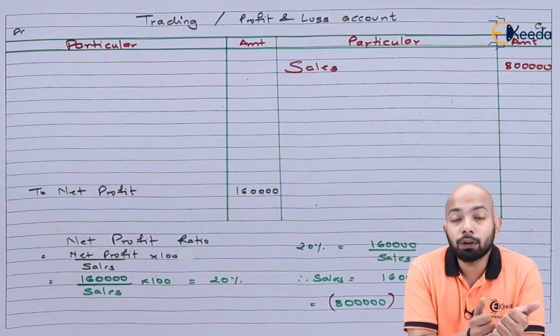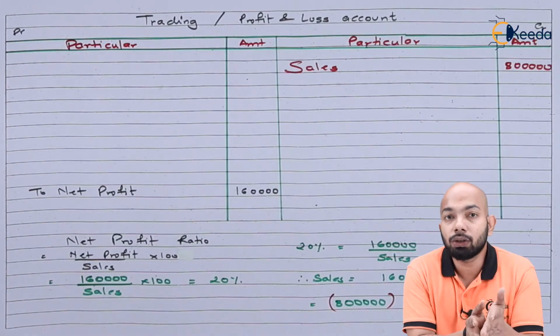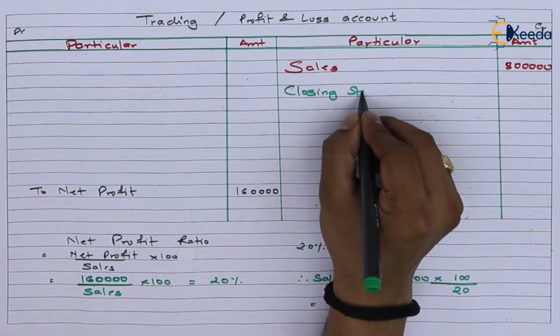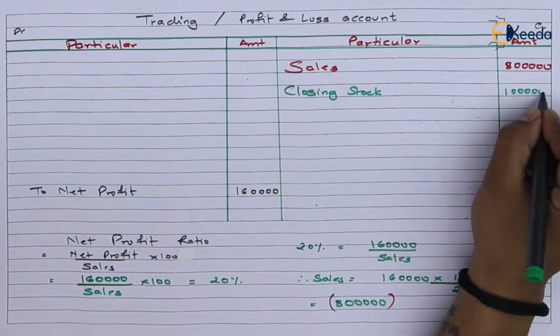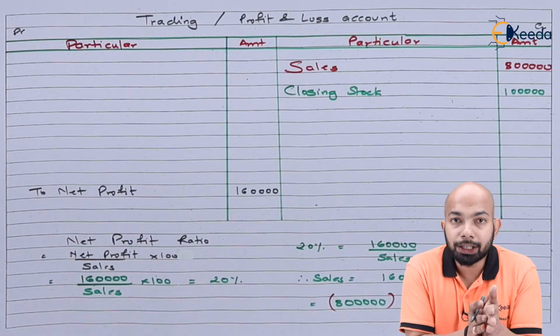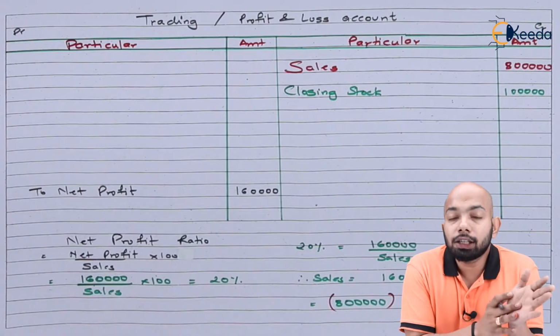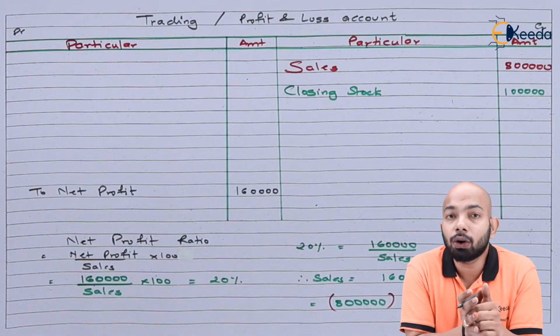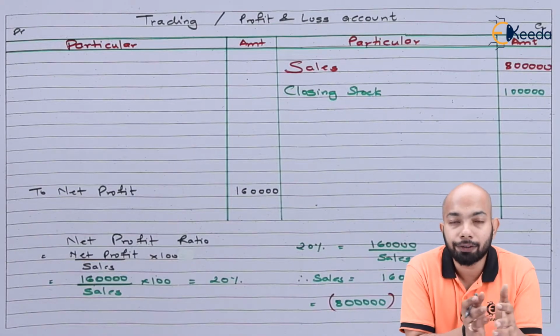Like for example, we have closing stock. Closing stock is also a part of the trading account, hence it will be mentioned on the credit side. So let's mention closing stock there. On the other hand, we also have gross profit ratio mentioned here. So let's start with the gross profit ratio and figure out how much is the gross profit, and that has to be mentioned on the debit side of trading profit and loss account.